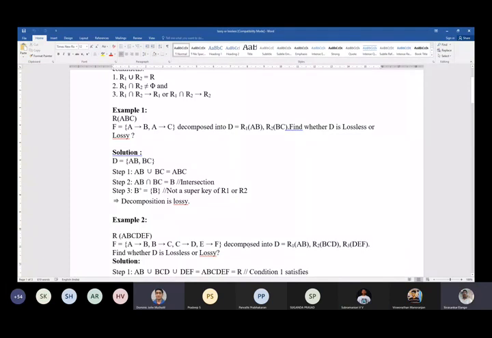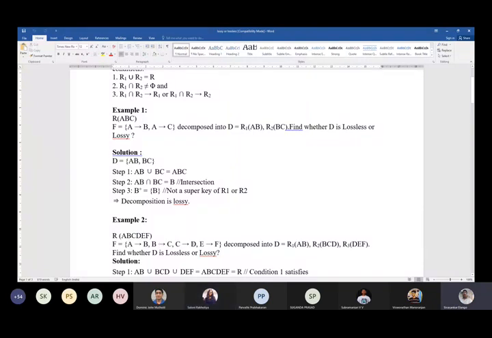Right, we'll start with R1 and R2 first. The union of the fragmented relations gives you back the original relation, so the first condition is met. For the second condition, R1 intersection R2 is going to be B, and B closure is going to be BCD.